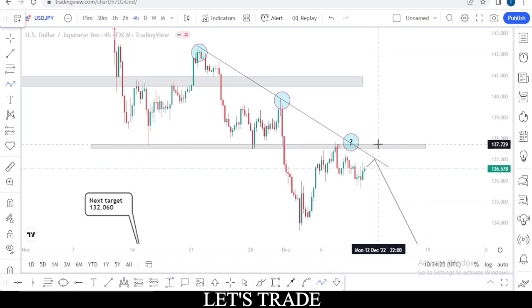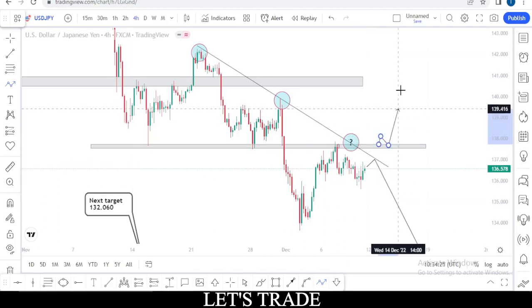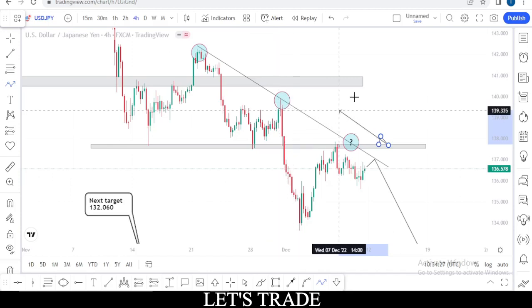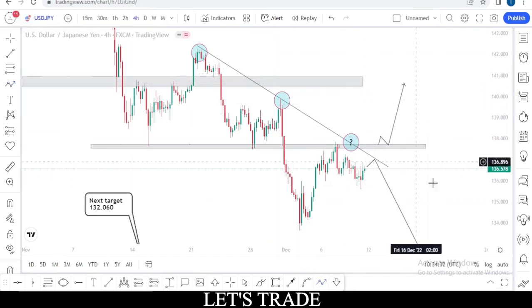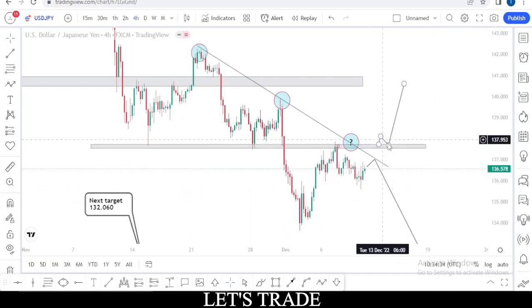We can now start buying. All right, so at least maybe this area here or the support or this resistance here. However, if you want to buy, wait till we take out this resistance here.